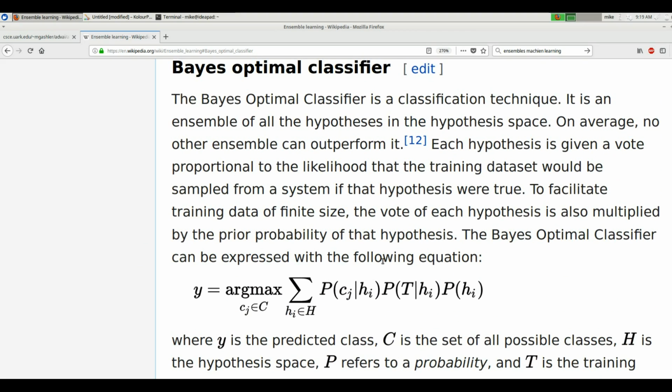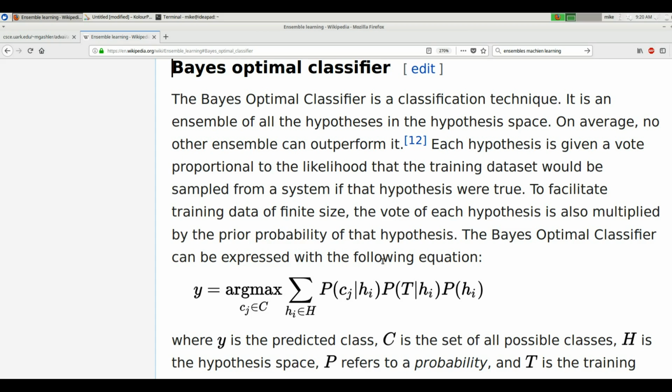Here's the true equation for Bayes optimal classifier. And this is a really interesting equation because this is the world's best machine learning algorithm. Where should we start? Let's start on the far left side. So y, this is the output we're trying to get, is the argmax. Do you remember what argmax is? It's saying find the C that maximizes this whole equation.